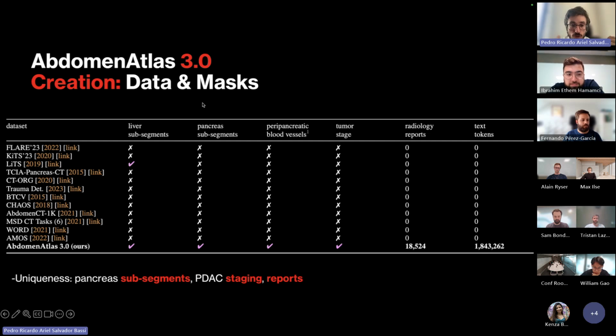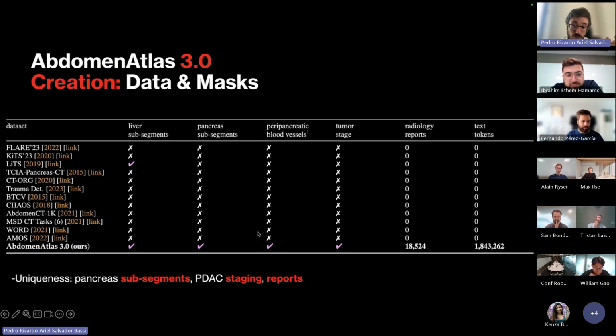Other important aspects of our data set: only 2 data sets have liver subsegments, ours and another one. Ours is larger than the alternative one. For pancreas subsegments, we are the only public data set that provides the segmentation masks. We tried a lot to get these kinds of data from other data sets, even looking for MRI, but we could not. Now we are providing them.